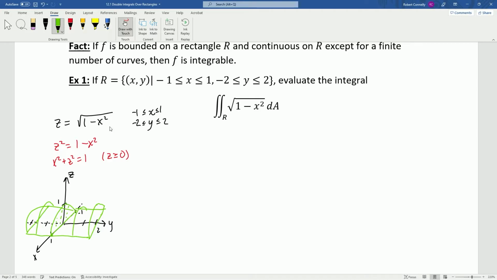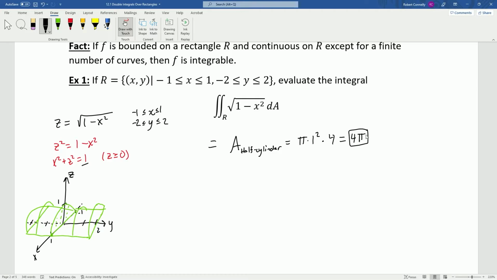But hopefully you recognize that if this is a semicircle, and we're just taking this semicircle and dragging it from -2 to 2 along the y-axis, then what we get is half of a cylinder. So this is equal to the volume of a half cylinder. In this case, the base of the cylinder has radius 1, so pi times 1 squared is the area of the base, times the length of the cylinder, which is 4. So this is just 4 pi.